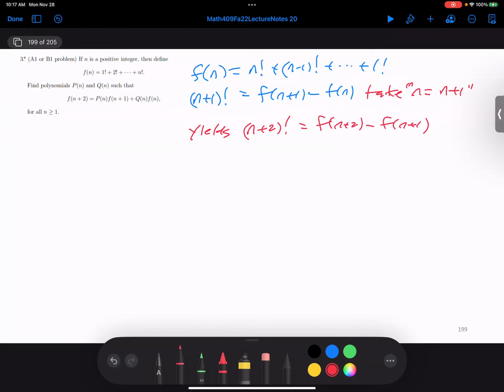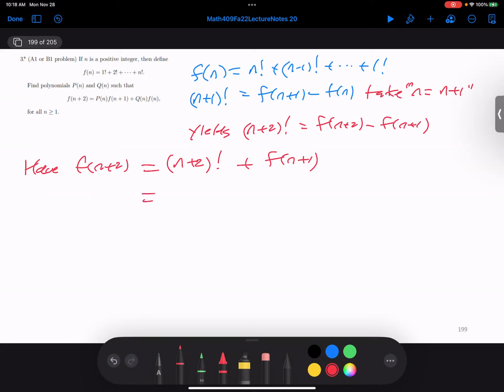So the question is, is this useful for us? Well, it gives us a nice expression for Fn plus 2 almost in terms of what we want. So we now have Fn plus 2 is (n plus 2) factorial plus Fn plus 1. So that's almost what we want. We're allowed to have a polynomial times Fn plus 1. We have that. But the other thing has to be a polynomial times Fn. Well, I've got an (n plus 2) factorial. I already know how to write (n plus 1) factorial as a polynomial in Fn plus 1 and Fn.